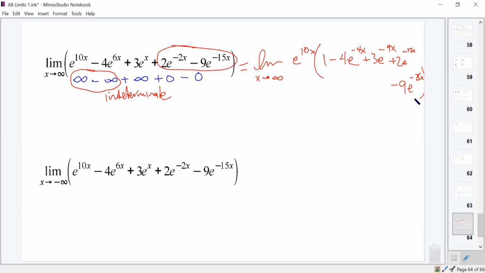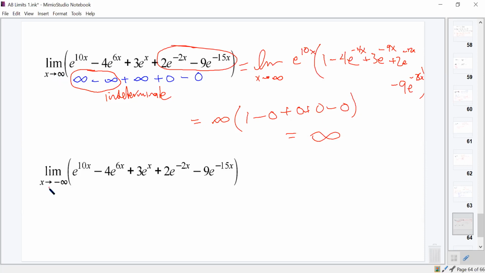Yes. Okay. And now if I plug in infinity, what's e to the 10x? Infinity. Just the infinity, right? And then the 1, if x goes towards infinity, what's 1? 1, right? And then all these ones with negative exponents become zeros, minus 0, plus 0, plus 0. And what do we end up with as our answer? Infinity. So every once in a while, you'll see one like this on the exam, and you've got to factor out that largest term when going to infinity.